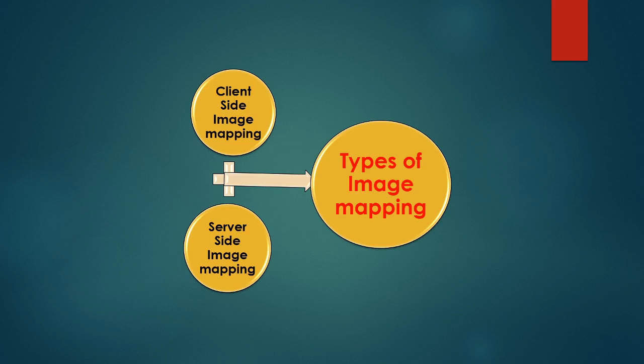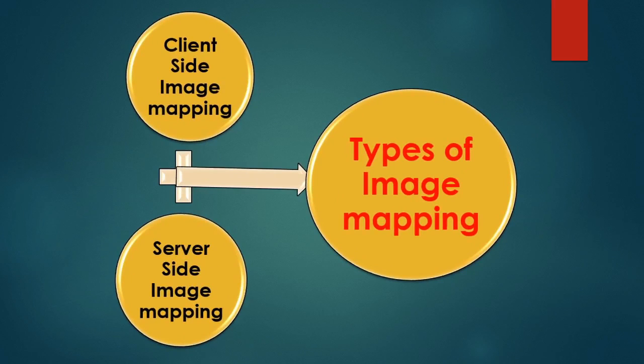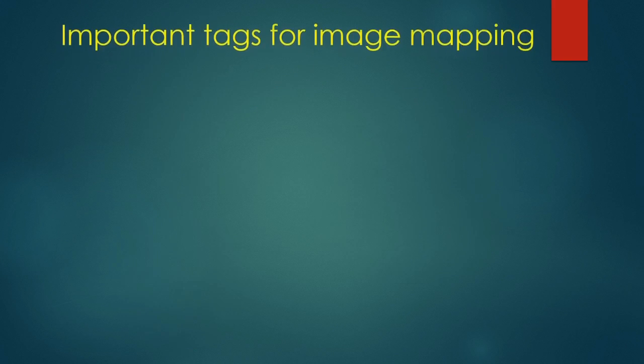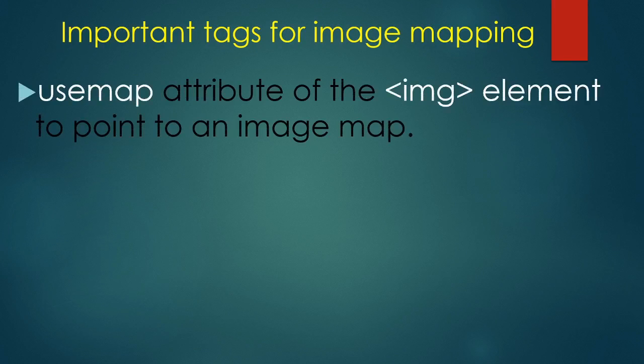There are two types of image mapping. One is client side image mapping and the second one is server side image mapping. In our textbook there is client side image mapping. So in our syllabus we are going to see what is client side image mapping. Let's see some important tags for image mapping.